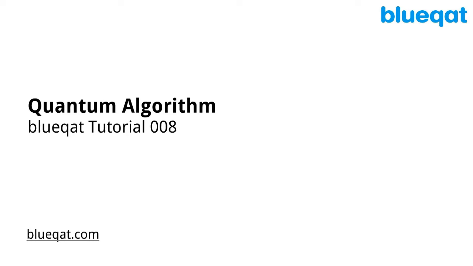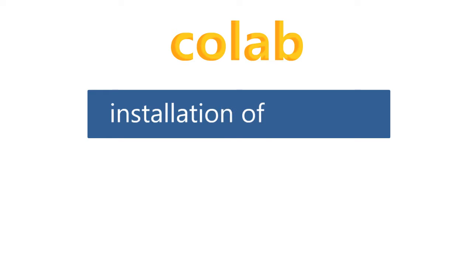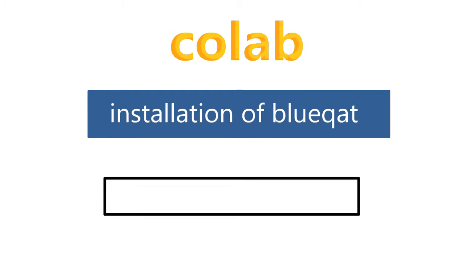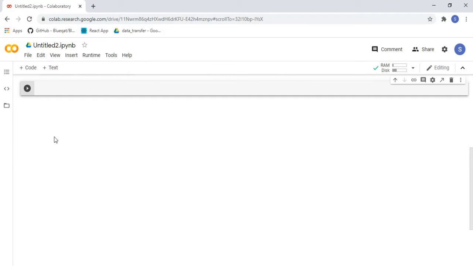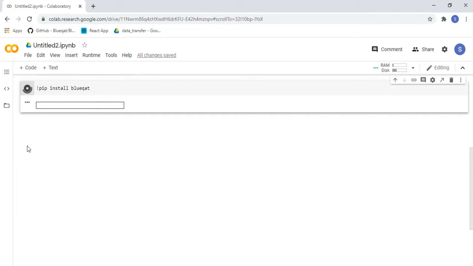In this tutorial video, we will be learning about the quantum algorithm. We will be doing this in Google Colab. Like we did in previous video, we will start with installation of Blueqat. We can do it by using this code: !pip install Blueqat. Type the code that was shown earlier in Google Colab. Then click on play button and Blueqat will be installed.